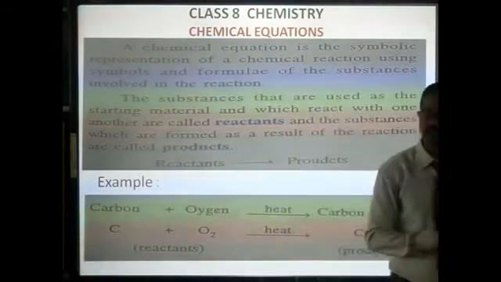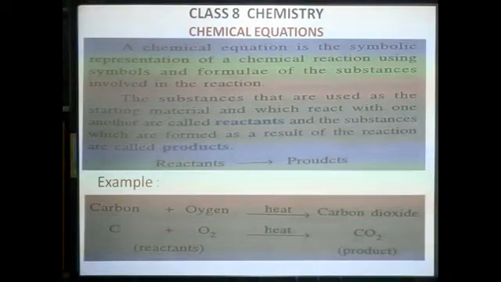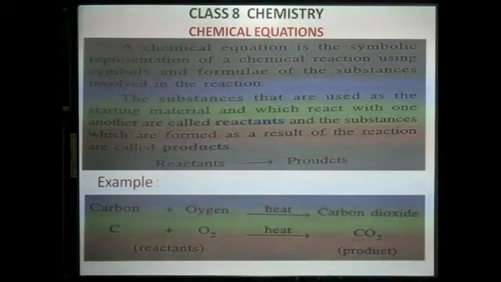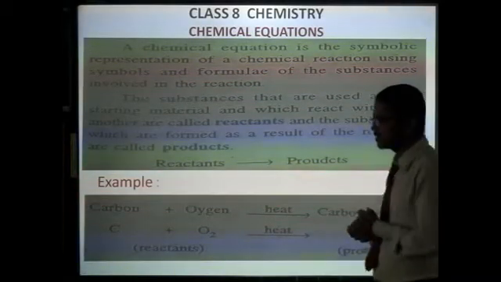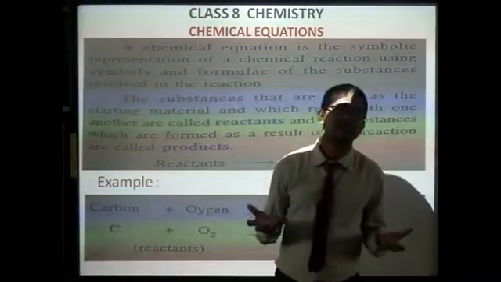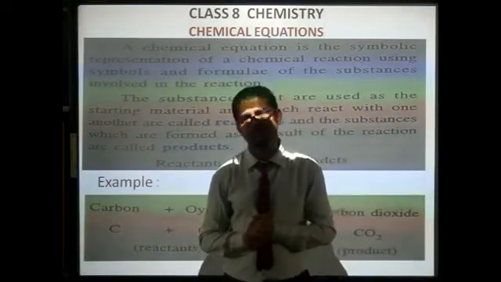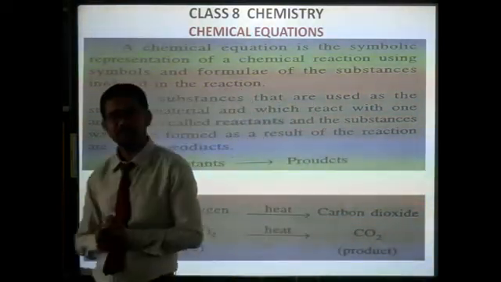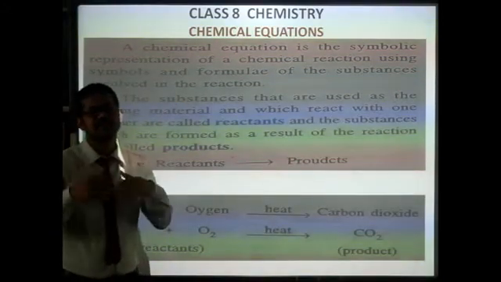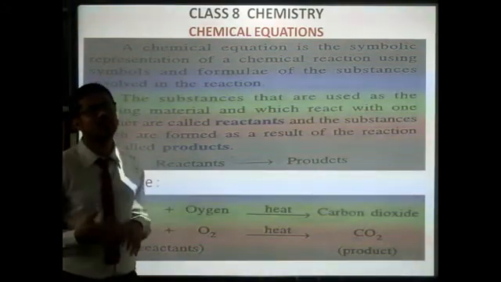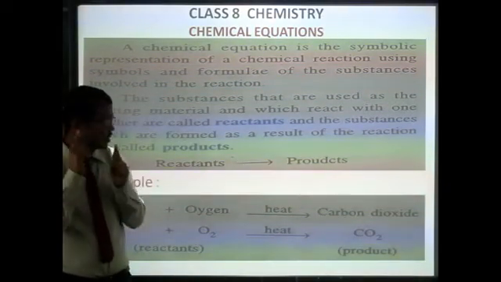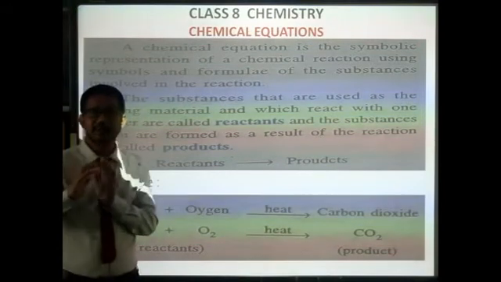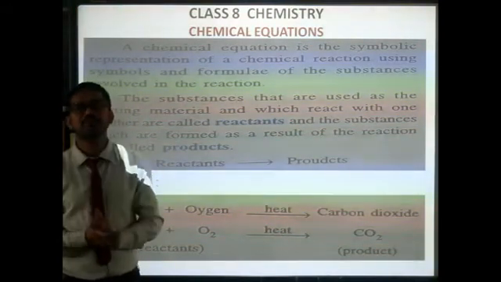So what is a chemical equation then? A chemical equation is the symbolic representation of a chemical reaction. So chemical reaction, say for example, oxygen plus hydrogen gives water. Some of the reactions are very lengthy, very long if we write in words. But how can we write them in a very short and appropriate way?